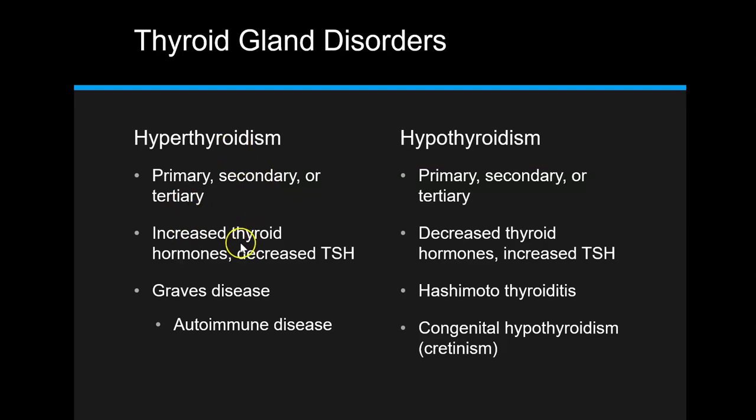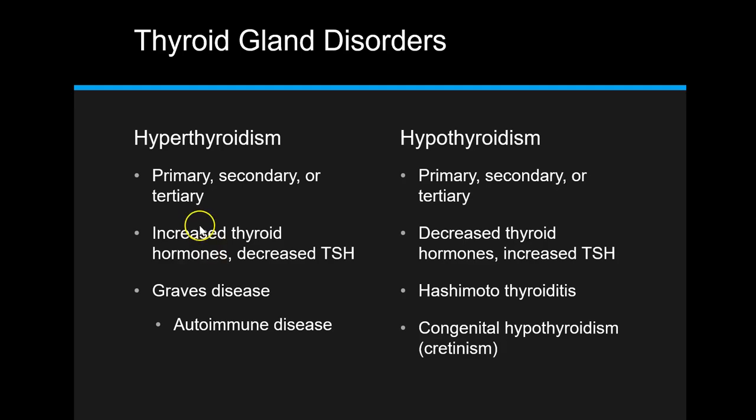In hyperthyroidism, you have an increased amount of thyroid hormones and usually a decreased TSH, especially if it is primary hyperthyroidism. If you had secondary hyperthyroidism, then you might have a high TSH with a high amount of thyroid hormones. So that's why doing all of these different levels, T3, T4, free T3, free T4, TSH, and all of those is important.